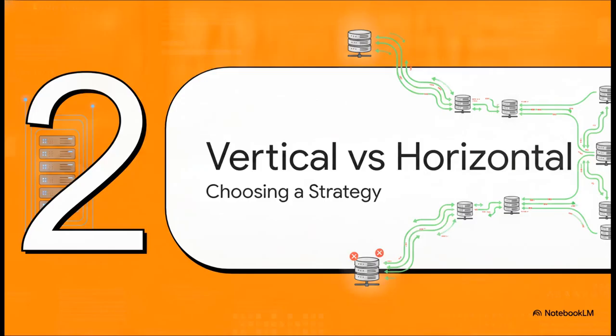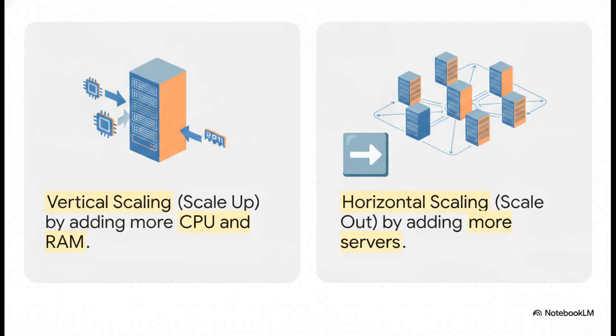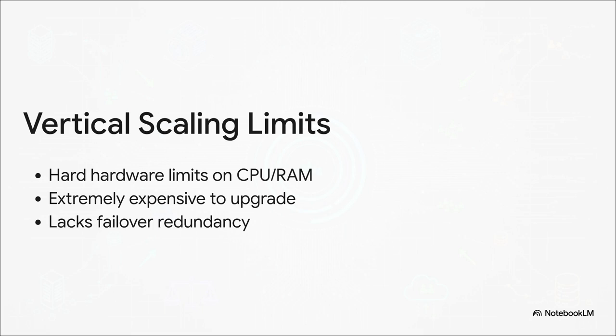Moving right along to stage 2, vertical versus horizontal scaling. So, the app's a massive hit. Awesome, right? Except, now our poor servers are absolutely groaning under the traffic, forcing us to pick a lane. On one hand, we've got vertical scaling, scaling up. This is the easy route. Just throw more raw power, more CPU, more RAM at your existing server. On the other hand, we have horizontal scaling, scaling out. This means we add completely new servers to the pool to share the load, which gives us some much-needed failover redundancy.